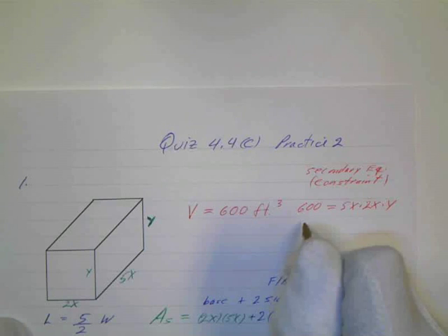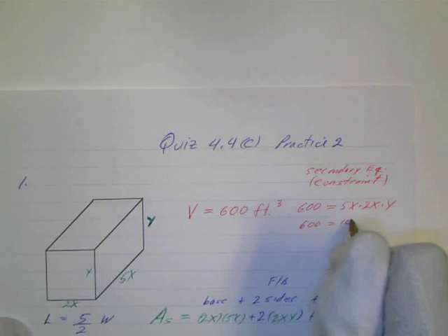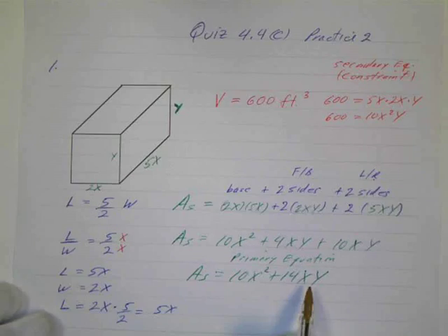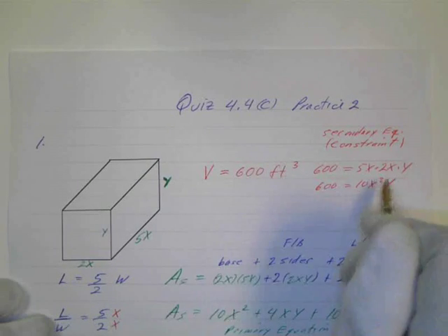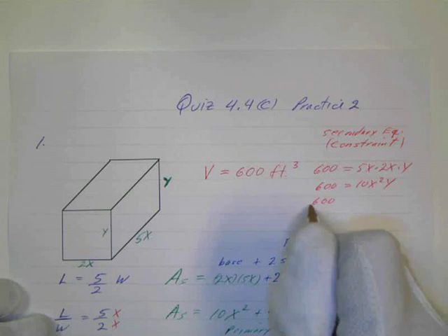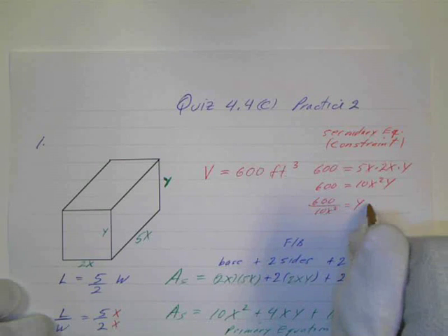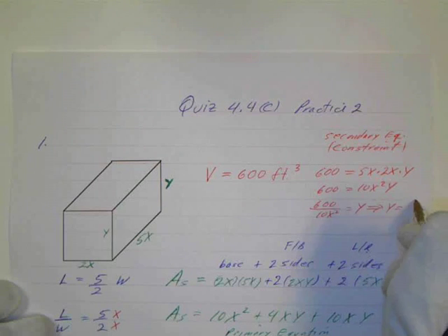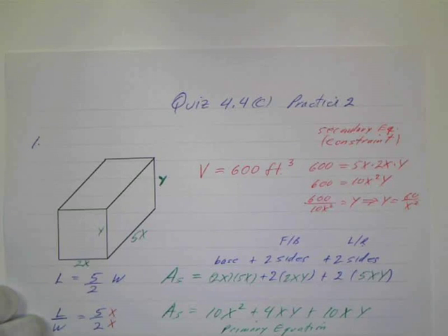So we can simplify this. We have 600 equals, and that's going to be 10x squared. And then I'll solve this for y, because I only have one y here and two x's, so it's going to be a lot easier to substitute for y. So I'll divide both sides. So I've got 600 over 10x squared equals y. And that implies that y equals, and I can reduce this to 60 over x squared. So there's my y, and that's my constraint.